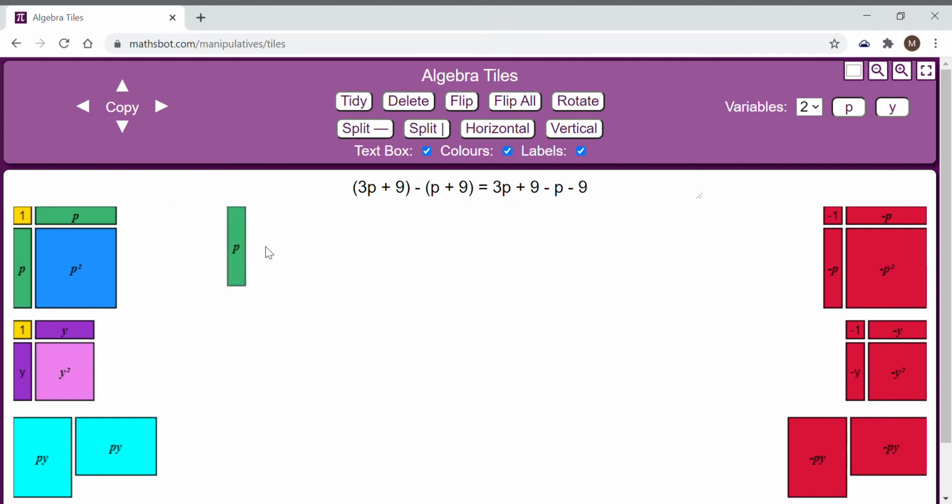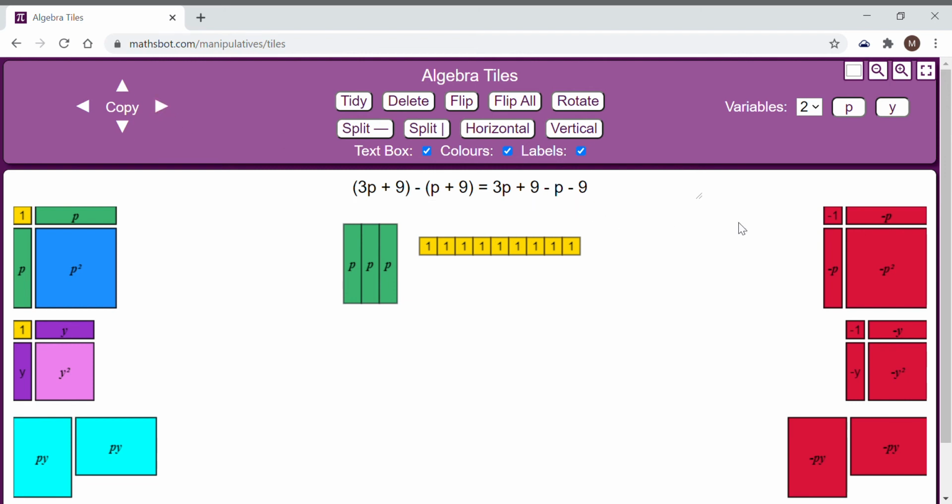So let's build that. 3p, 1, 2, 3, 9 ones, so plus 9, 1, 2, 3, 4, 5, 6, 7, 8, 9, minus p, so I need a negative p, and then minus 9, so negative 1, 9 times.